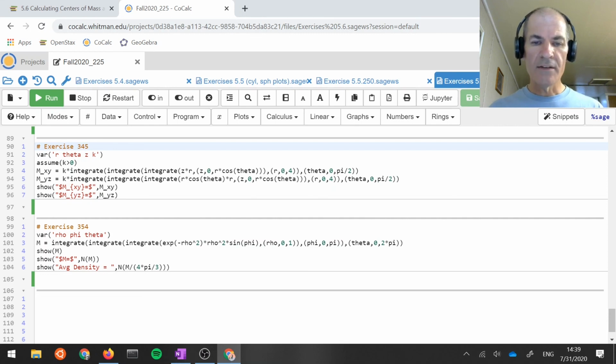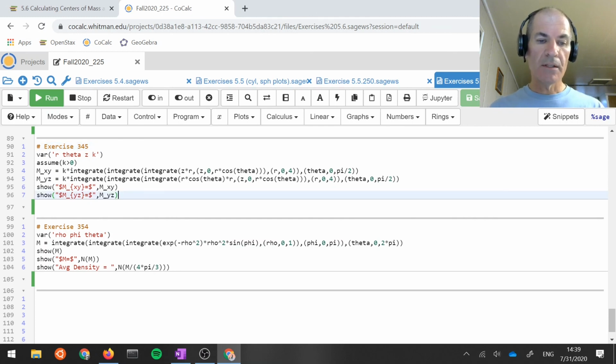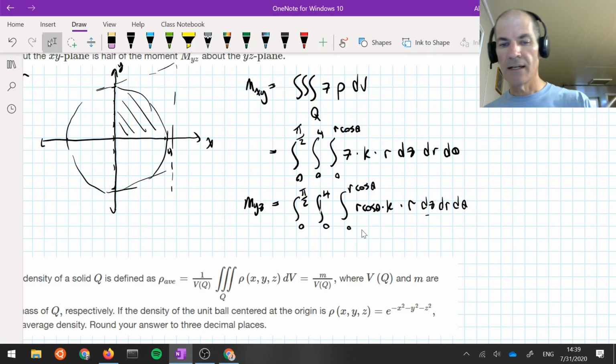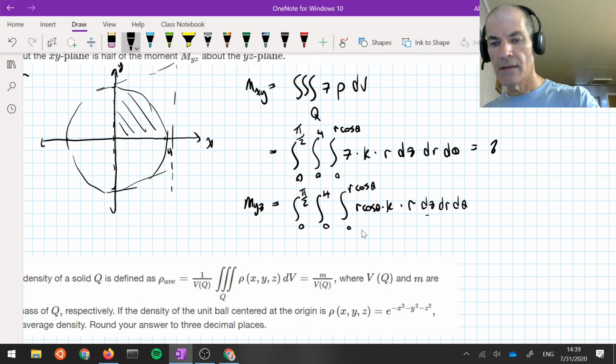Similarly, Myz is exactly the same as this, except the z here, if you look closely, has turned into an r cosine theta, aka x. And then once I've computed these two quantities, I'm going to print them out and we'll see exactly what they are. Mxy is 8 pi k, Myz is 16 pi k.